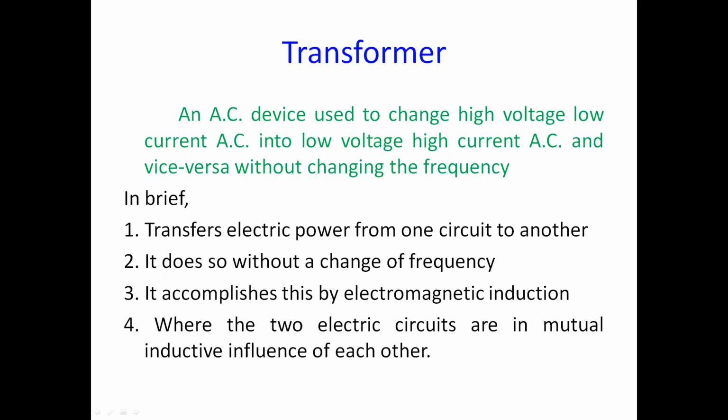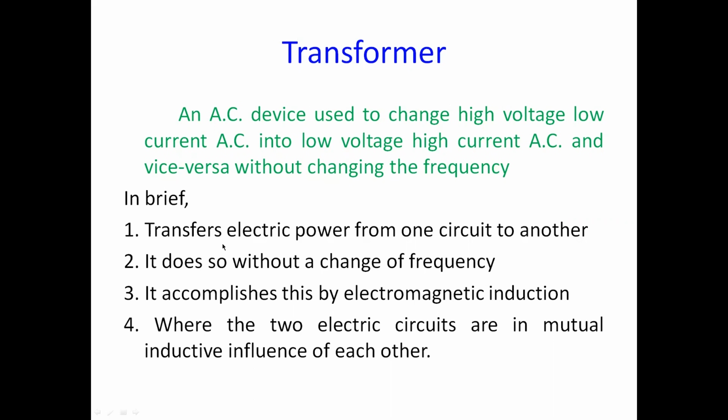Is it audible? Yes, sir. Okay. So this transformer is an AC device. Why? Because it works on AC only, and it is used to change high voltage low current into low voltage high current and vice versa at constant frequency, meaning without change of frequency. In brief, it transfers the power.